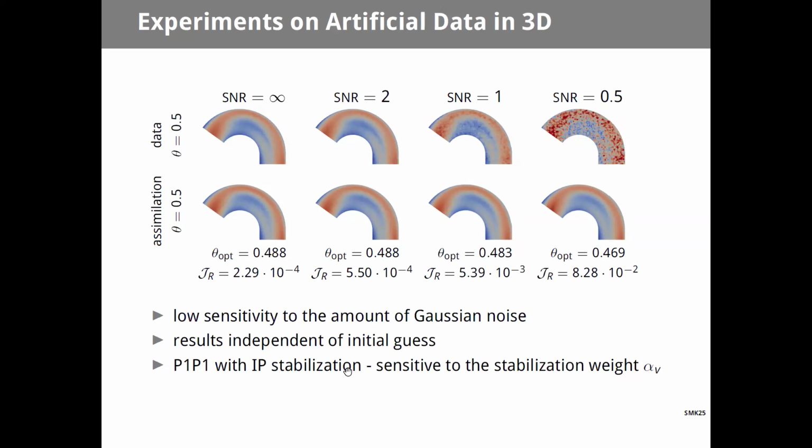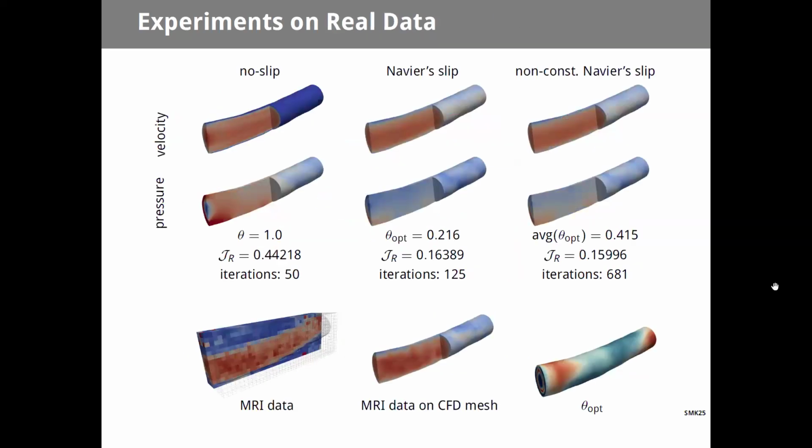So it's still to be investigated how sensitive it is to the discretization, but for now this gives quite nice results. You can also try to run it on the real data. This was the real data from the MRI, the velocity data. This is how it was interpolated in the computational mesh.